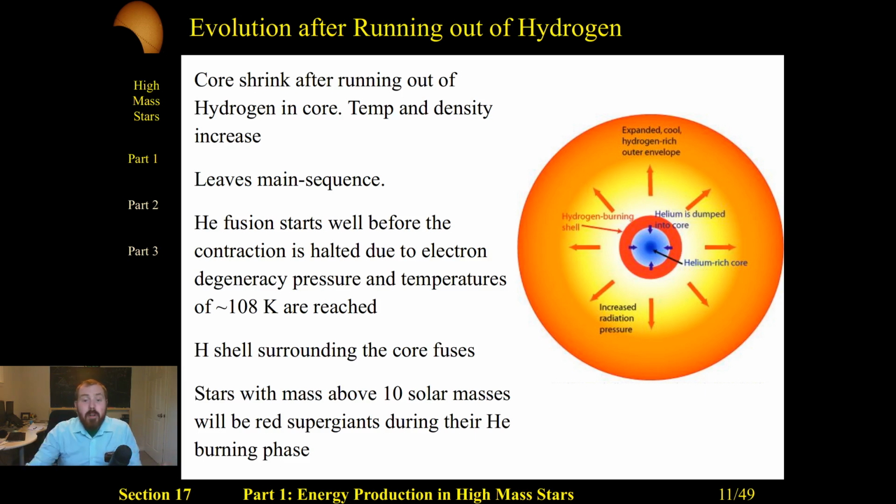So when we reach this stage, helium fusion will begin, and you're going to have a hydrogen burning shell around this. All right? And the stars, if they have more than 10 solar masses, they'll be red supergiants during their helium burning phase. Remember, the low mass stars, say a star like ours, they'll become these red supergiants, and no helium will be burning. They haven't reached that critical degeneracy state yet.